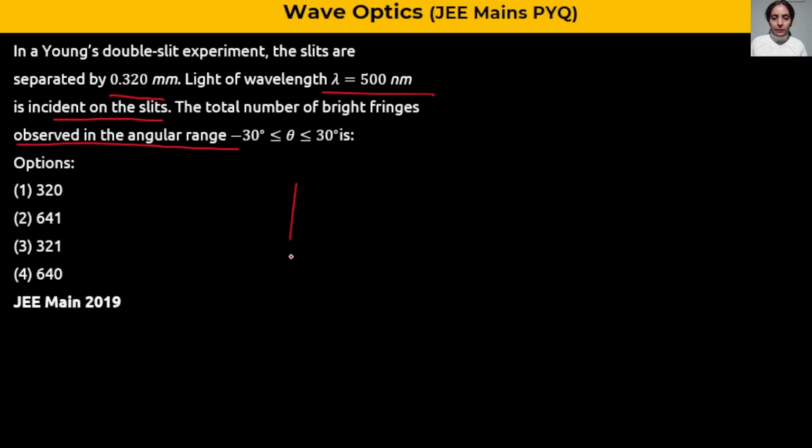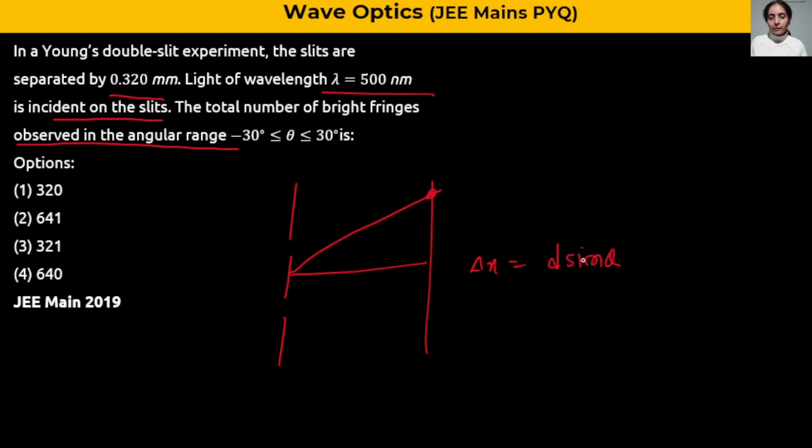So in this range, how many bright fringes are you going to observe? So let us talk about this one. Path difference is d sin theta. Let's say at theta equal to 30 degrees, which order of maxima are we getting? Let's say nth maxima, so n lambda.